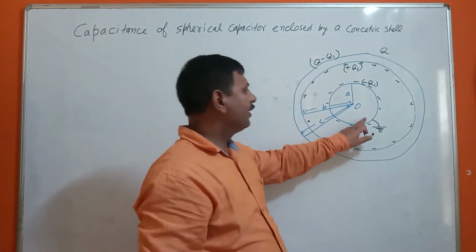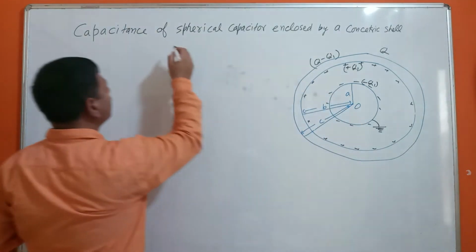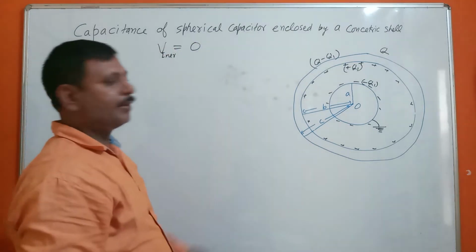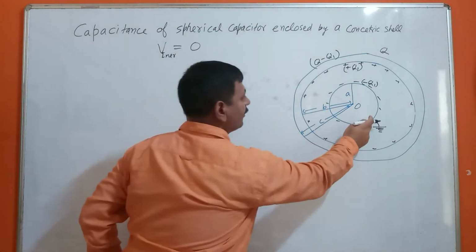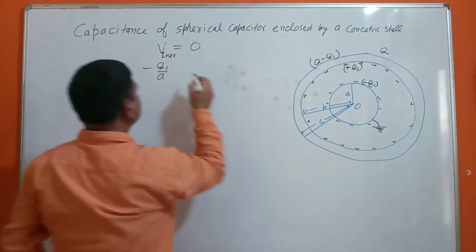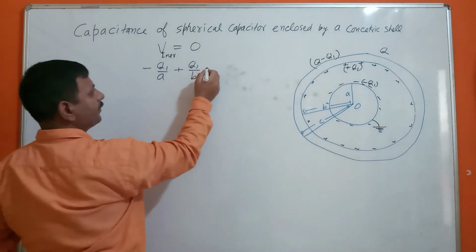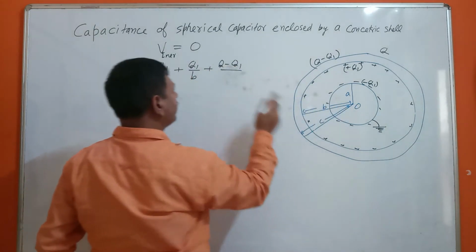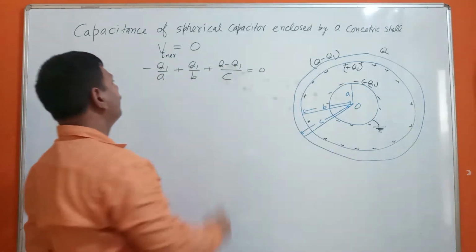See here, the surface which touches the earth, its potential should be 0. The potential of the inner sphere, V of inner, is equal to 0. So the potential of this sphere is minus Q1 upon A, due to this plus Q1 upon radius B, and lastly Q minus Q1 upon radius C. This is the potential of the inner sphere, which is equal to 0.